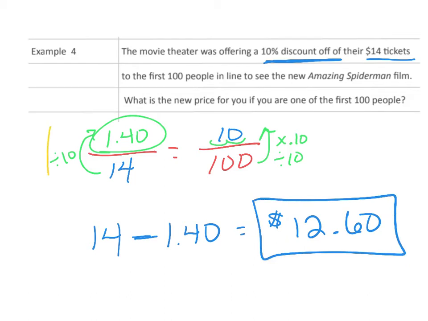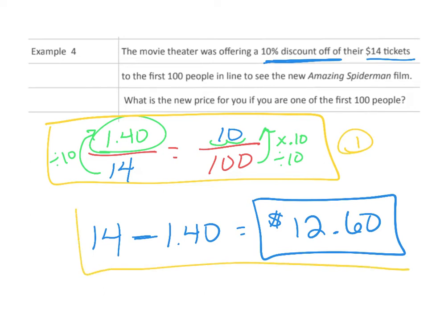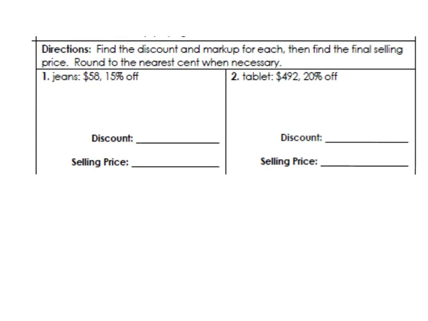So first I have to do the proportion problem, and then I have to add or subtract, depending upon if it's a discount or a markup, in order to find my final answer or my selling price. These are the kind of questions that you're going to see on your homework. They're going to be short ones like this and some longer word problems.